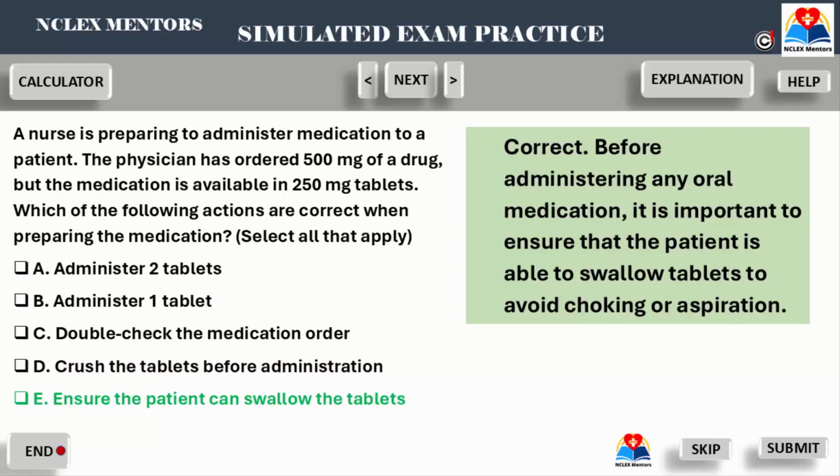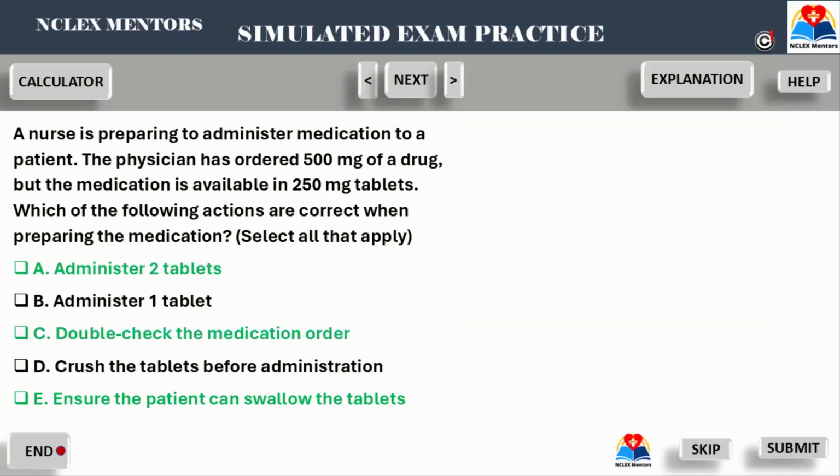Option E, ensure the patient can swallow the tablets. Yes, this is an important safety step. Before giving any oral medication, make sure the patient can safely swallow. If they have difficulty, you might need an alternative form, like a liquid, but always assess first to avoid choking or aspiration. So the correct actions here are A, administer 2 tablets. C, double-check the medication order. E, ensure the patient can swallow the tablets.